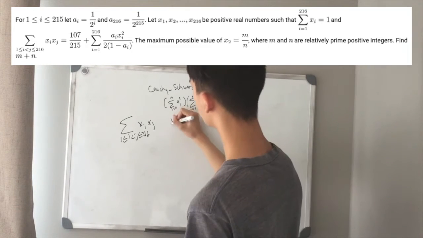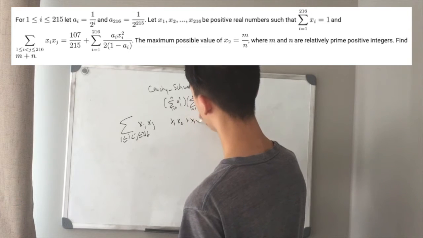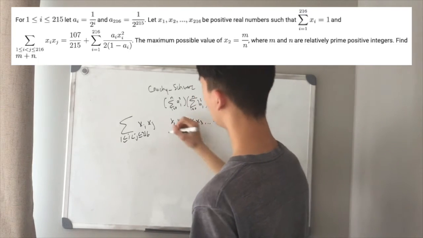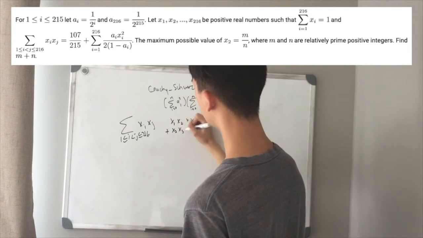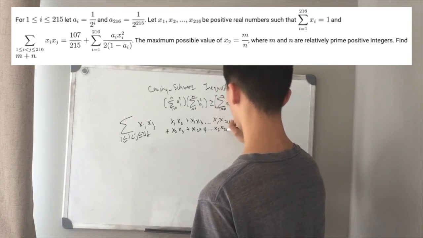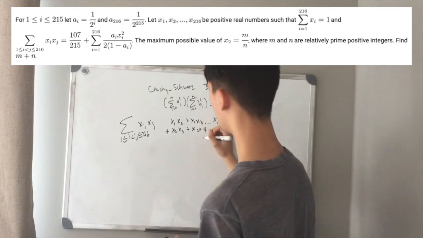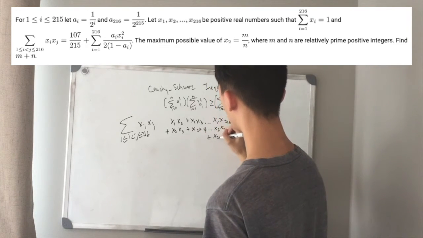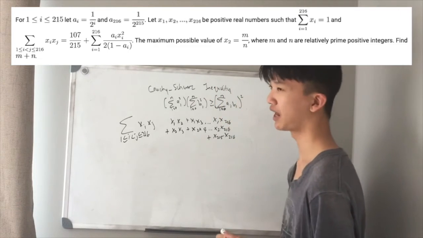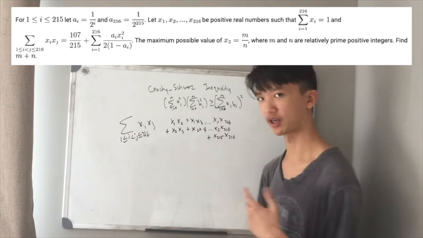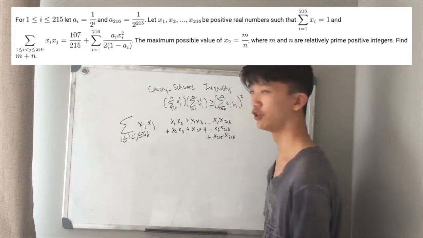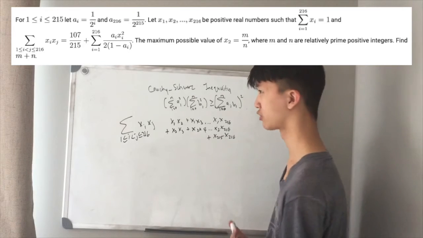So we get x1x2 plus x1x3 all the way to x1x216. Then we add x2x3 plus x2x4 all the way to x2x216. Then we continue this until we eventually get x215x216. Now notice that we have x1x2, but no x2x1. And notice that we also have no x1x1, no x2x2, no x3x3, and so on.